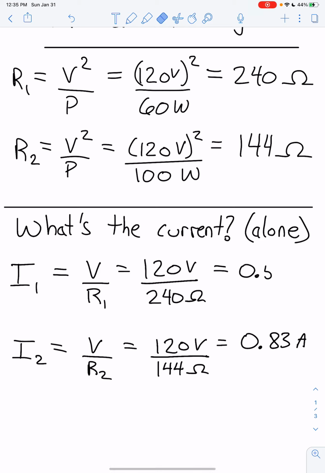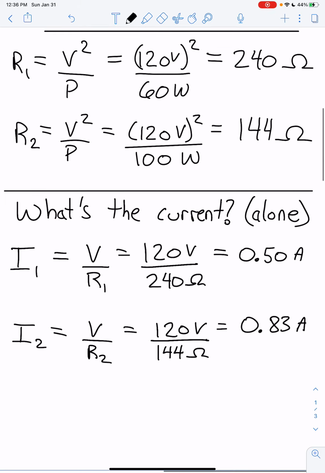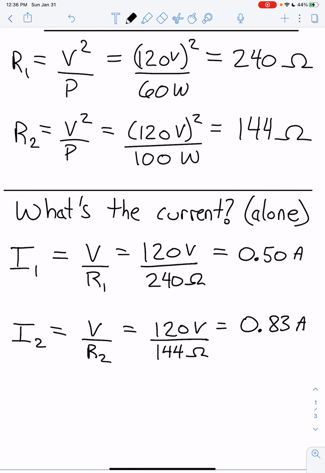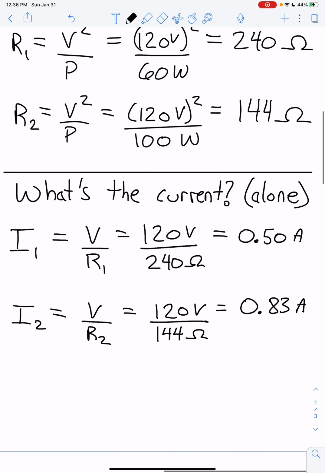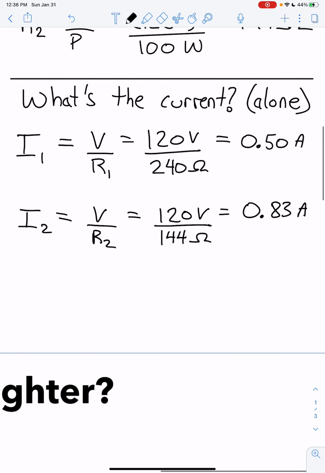If we want to be consistent in our sig digs, we could say this. Okay, so let's just step back and ask ourselves, does this make sense right now? The current through the second bulb, which is our 100 watt bulb, is larger. Well, let's think about what that means for the power.